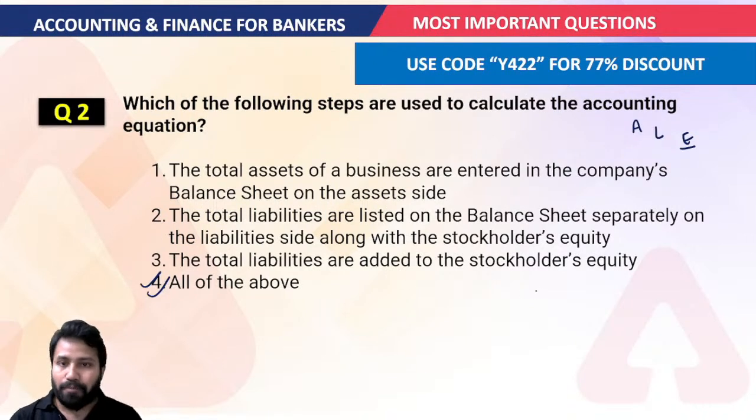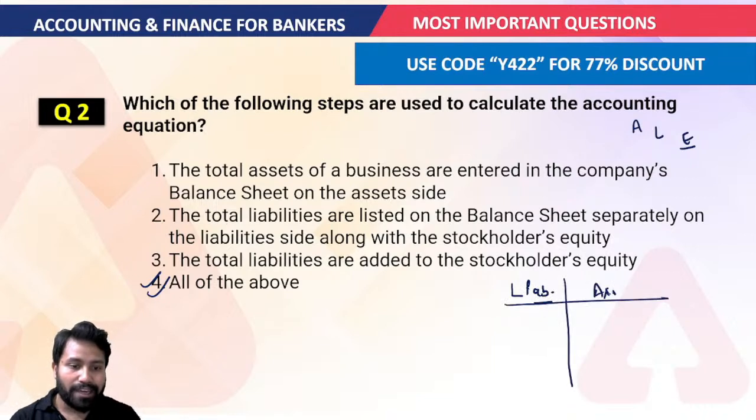Because when we prepare the balance sheet, on the left hand side we usually write the liabilities, and on the right hand side we write the assets. So you can understand liabilities and assets, and the shareholders' equity is also going to be recorded under the liability section. So this is how we do the questions on the balance sheet equation, right?